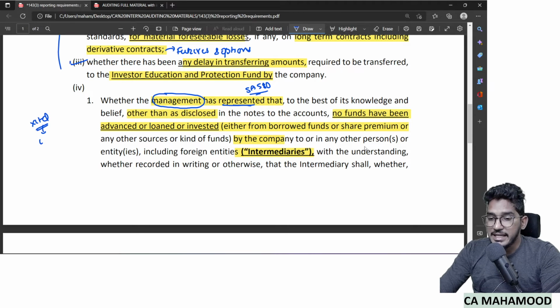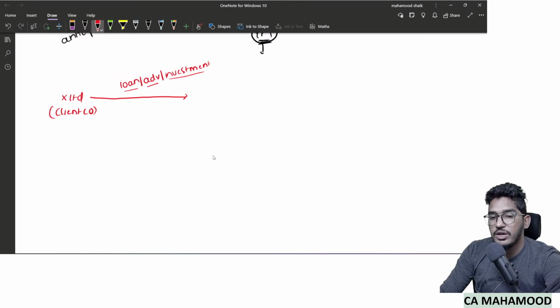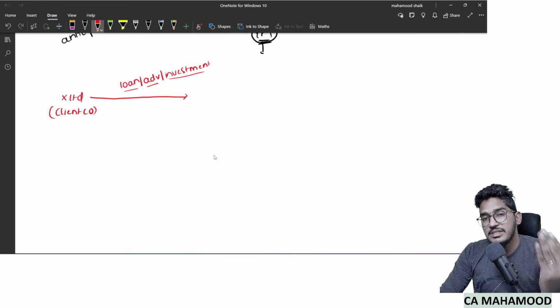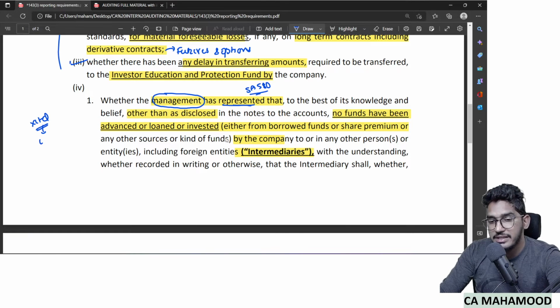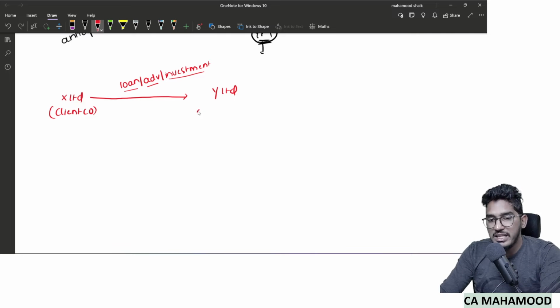To or in any other person, entity, including foreign entity. Your client should not have given loan to some other person, entity or foreign entity. Assume for the time being Y Limited. X Limited, your client company, they should not have given any kind of loan, advance or investment to another entity, person, including foreign entity, and we call them as intermediary. So here Y Limited will become what? Intermediary.